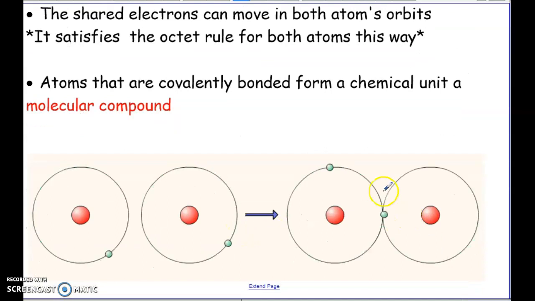So this is just a very simplified kind of picture to show you what's happening. So imagine here we have two hydrogen atoms, so meaning there's only one electron in that first orbit. So when they come together, you're going to see, if you watch this long enough, that the electrons are able to flow between both. So these two electrons are being shared with each other.